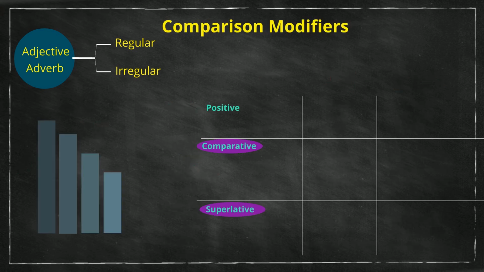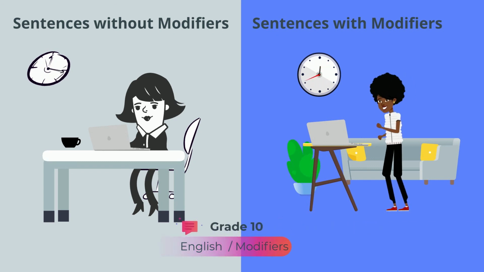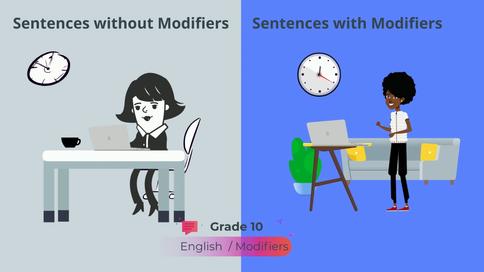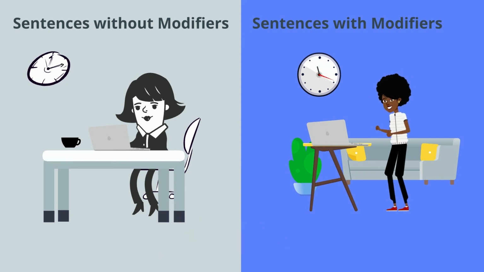To show a decrease in the quality they express, modifiers form the comparative degree by using less and the superlative degree by using least. For example, safe, less safe, least safe. Expensive, less expensive, least expensive. Without modifiers, sentences would not be fun to read. Carefully chosen, well-placed modifiers allow writers to depict situations with much more accuracy.